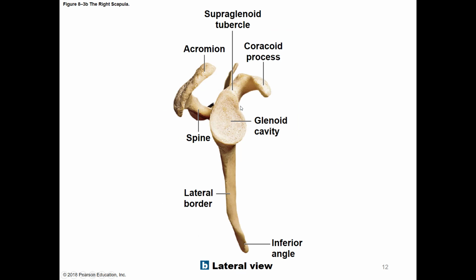So here is the scapula head on. This is a lateral view, so we're looking right at the socket. And that socket is called the glenoid cavity, again, where the humerus will articulate or join.